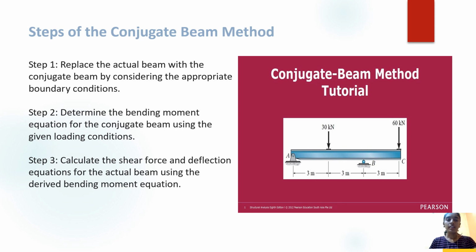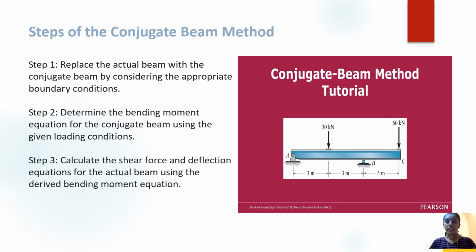Let us discuss the steps involved in the conjugate beam method. Number 1. Replace the actual beam with the conjugate beam by considering the appropriate boundary conditions. Number 2. Determine the bending moment equation for the conjugate beam using the given loading condition. Number 3. Calculate the shear force and deflection equations for the actual beam using the derived bending moment equation.